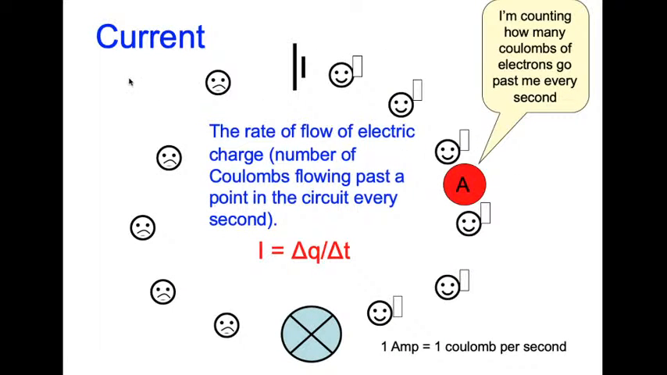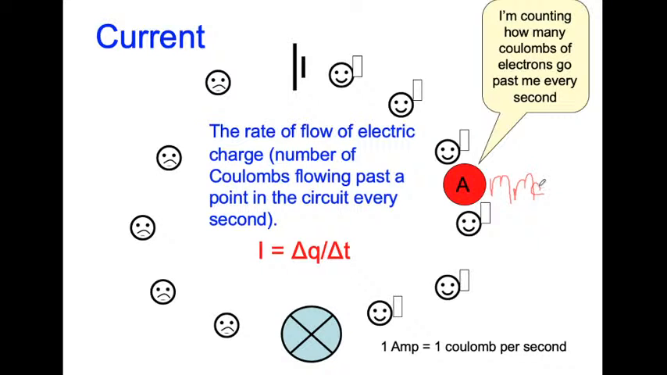So here's our first piece that we need to really understand. We did talk about it a little bit with electron drift speed, but current is an essential part to understanding resistance. So current is measured using an ammeter. That's what this A is here. A stands for ammeter.